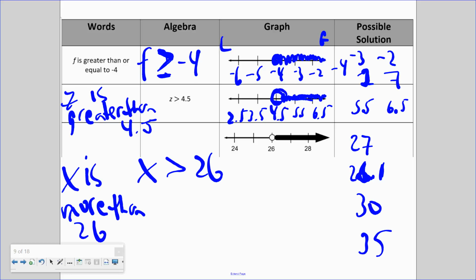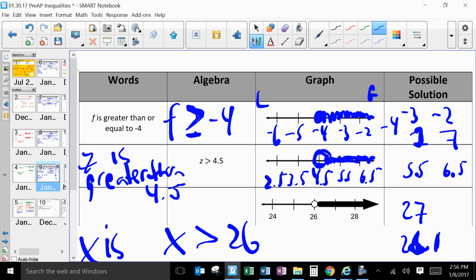So using the words greater than, less than, greater than or equal to, less than or equal to. If it is equal to, it'll be represented by a closed dot. If it just said less than or greater than, it'll be an open dot. And from what you know about a number line, it goes from least to greatest.